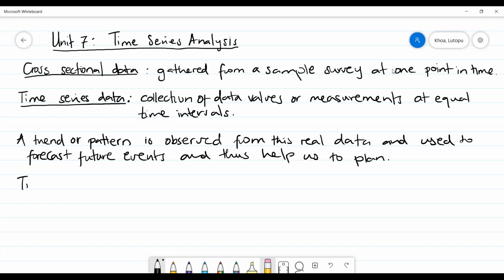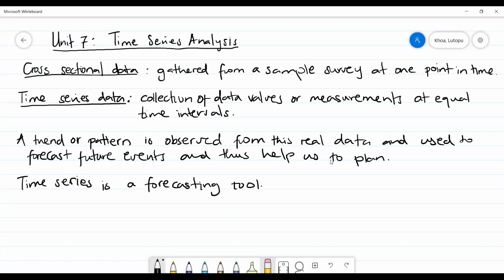So in short, time series is what we call a forecasting tool. Okay, so we want to forecast and say this is probably what we're likely to see in the future, and then we can plan for it.